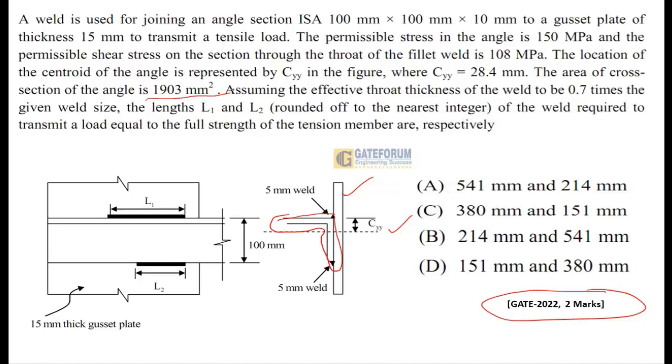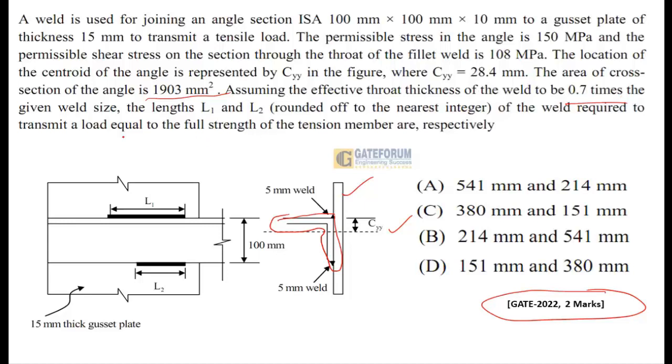Assuming the effective throat thickness of the weld is 0.7 times the given weld size, the lengths L1 and L2 of the weld required to transmit a load equal to the full strength of the tension member are, respectively, what? Round off to the nearest value. Now there are many numericals, so let's write the values one by one in detail.